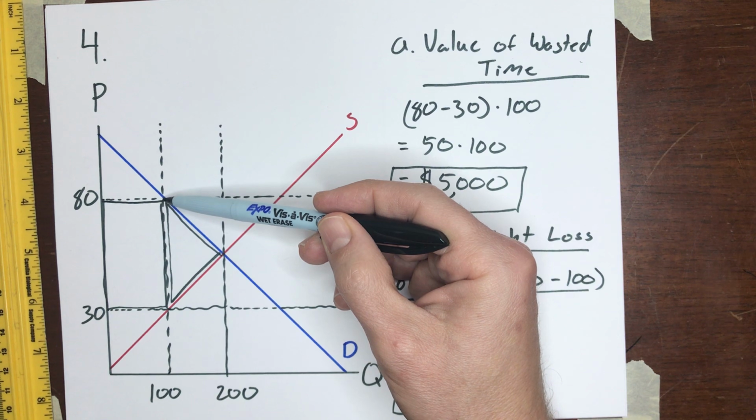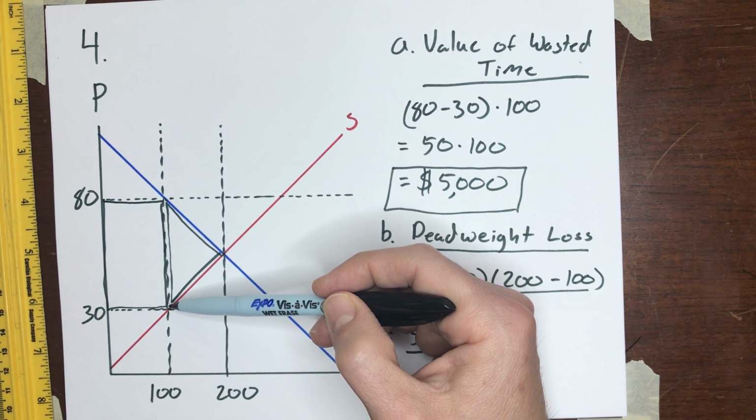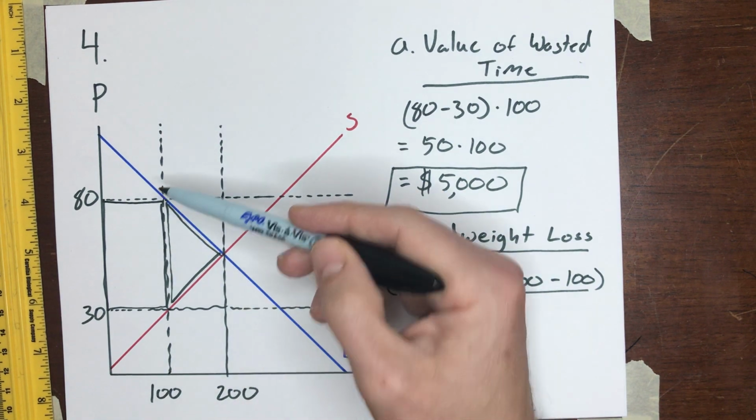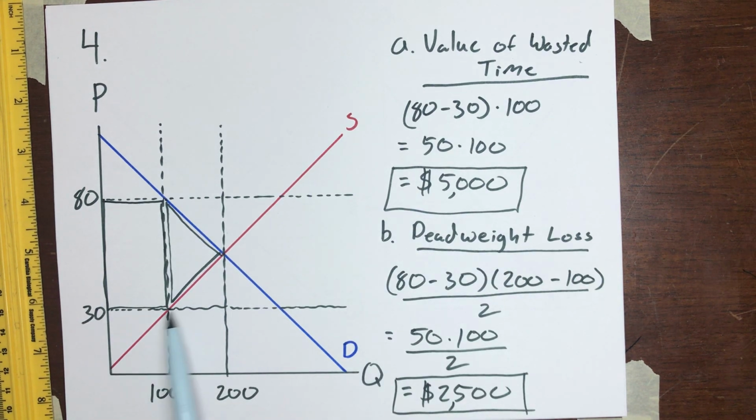For the losses from wasted time, you just need to know the difference between what this 100th buyer would be willing to pay and the price that the seller is actually willing to sell at. You need to know that difference, and you need to know how many units will trade in this market, and that will give you the value of the wasted time.